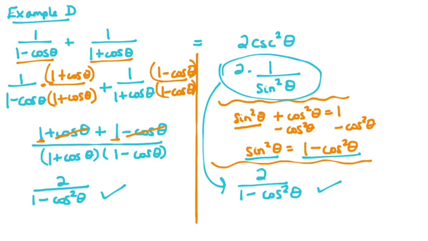Now I will say that is just one method for verifying this identity. There are definitely other ways that you could get there correctly. And sometimes that's the fun of identities, sometimes that's the frustration of identities. But we're going to practice this more in class.